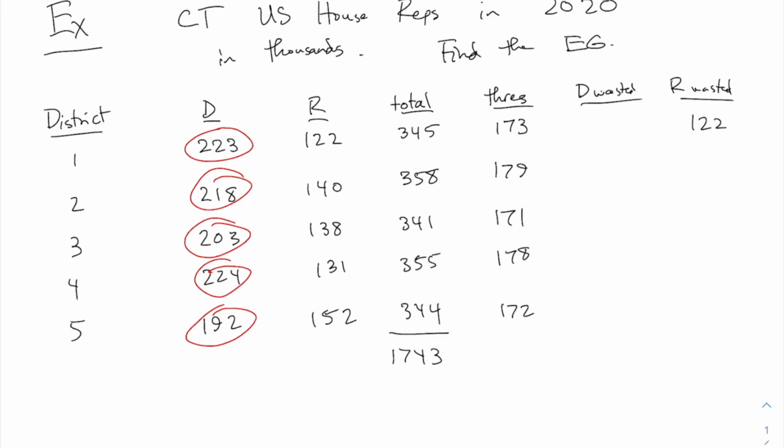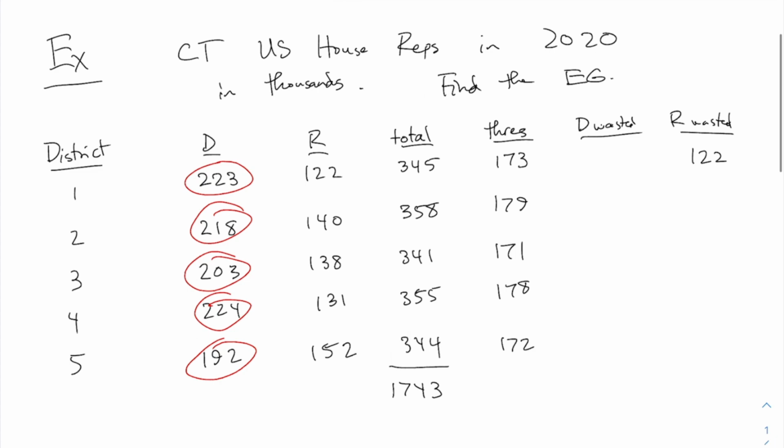All votes for the winner beyond the threshold are wasted. So what would that be here? Yeah, 50. The D's got 223. The threshold was 173. How many extra is that? If you have a calculator, you can subtract them, or in your head, it's 50 here. So D wasted for the first one is 50. They got 50 more than was required, and those are extra votes which are wasted. All right? And you just got to figure this out in each row.